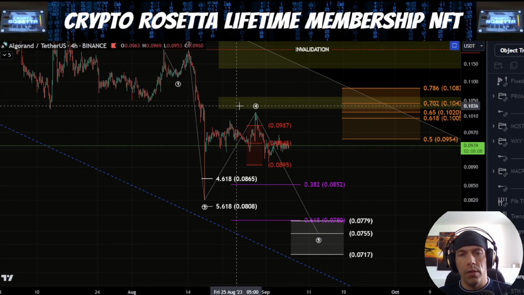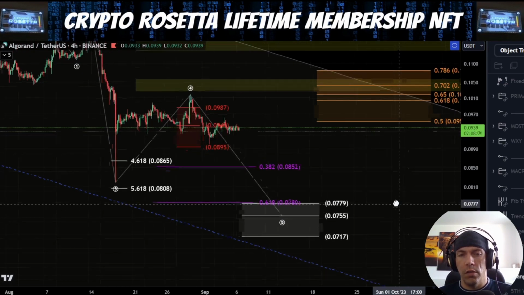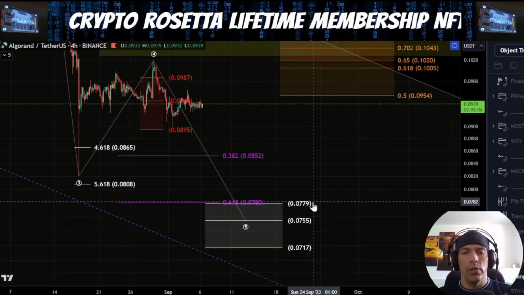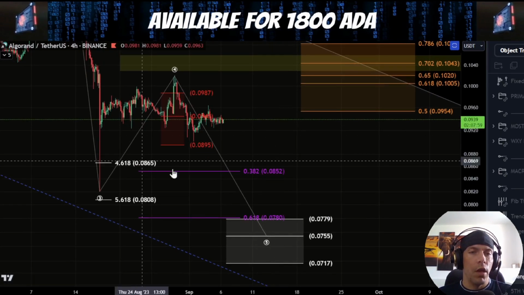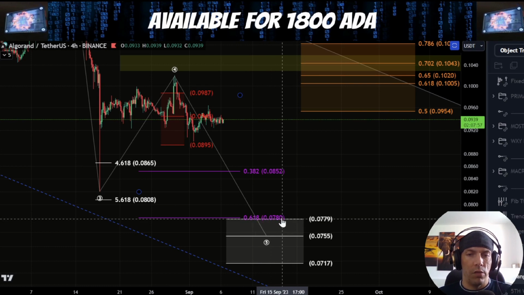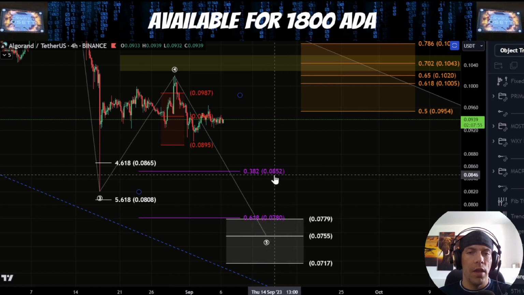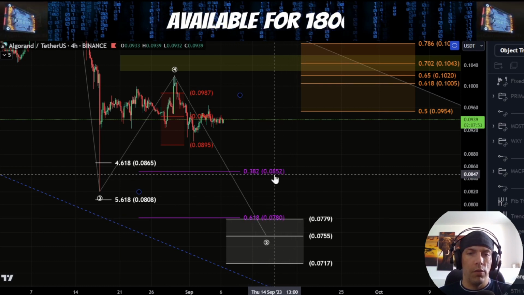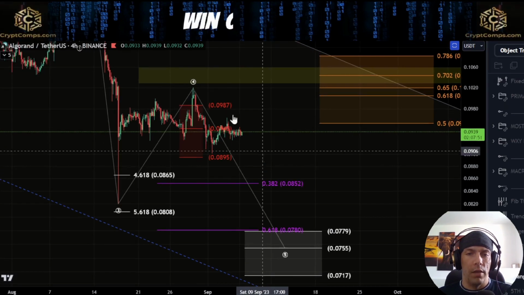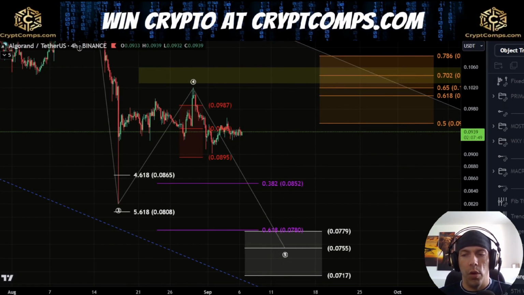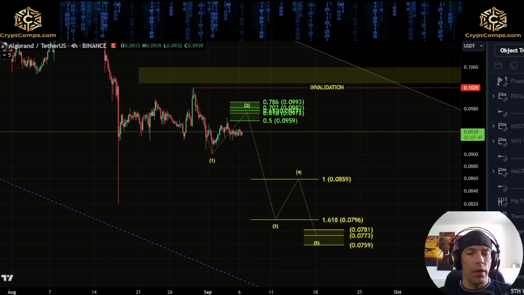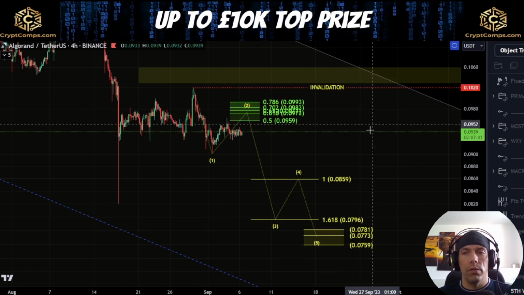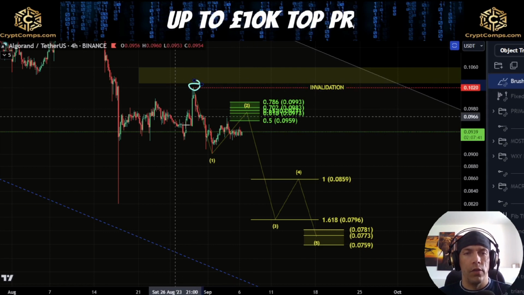Now, if we are looking at this as a 5th wave to the downside, the target box we are looking for here is this 0779 to this 0717 region. Other targets would be this 0.618 here at this 780, and then we do have this 0.382 here at this 852 as a potential truncation point, though it's not very common for us to see a truncation. Now, if we're looking at this as a 5-wave structure looking to develop, invalidation is here at this 1020.